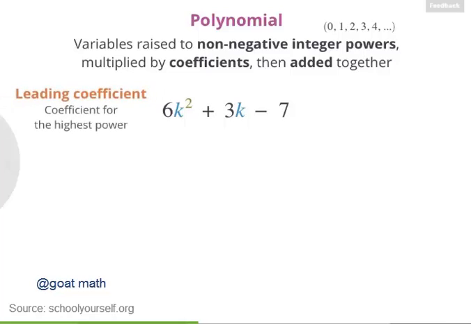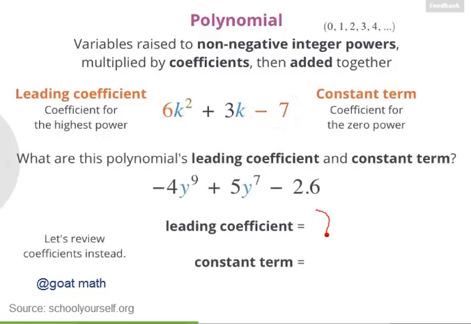Now, the leading coefficient of a polynomial is the coefficient of the highest power. So for this polynomial, the highest power is k squared, so the leading coefficient is 6. And a polynomial's constant term is the coefficient of the 0th power term, which is the term without a variable. The constant term of this polynomial is negative 7. So next, try identifying the leading coefficient and constant term for this polynomial down here.